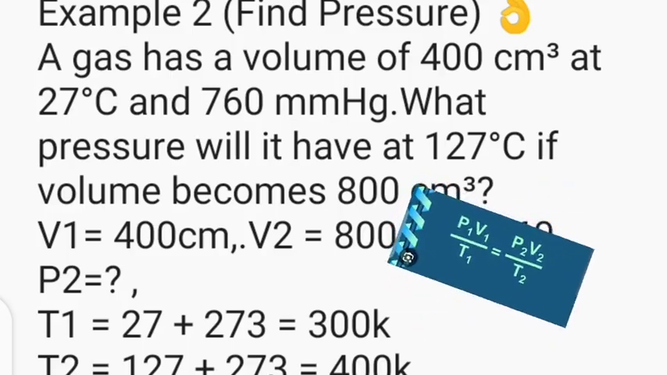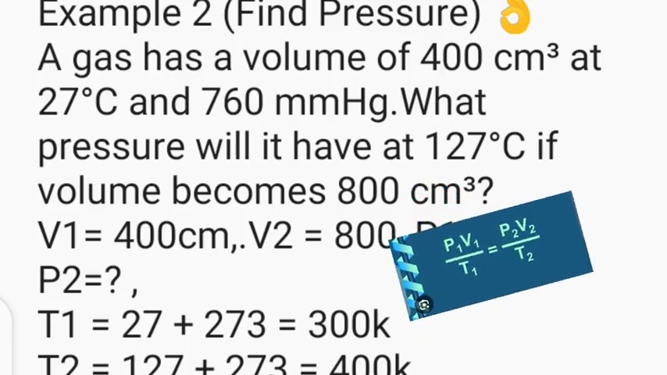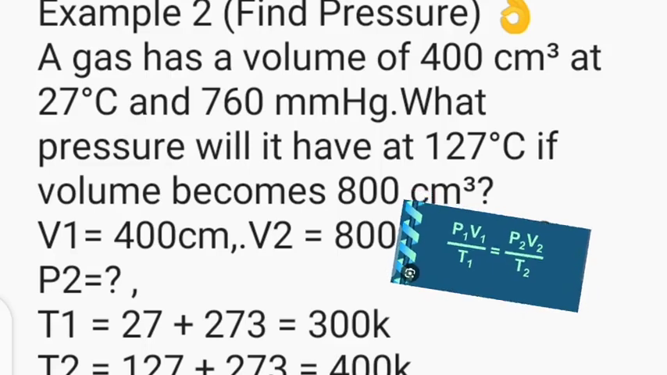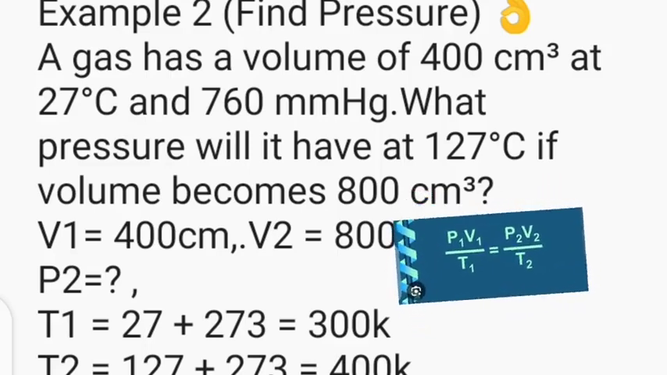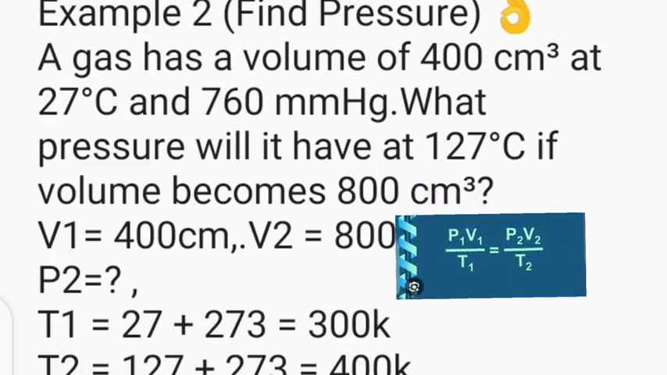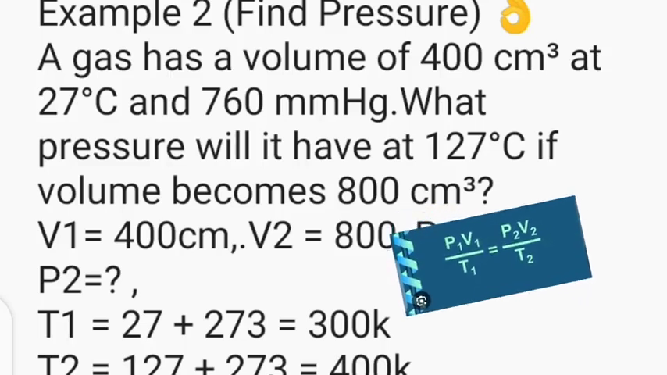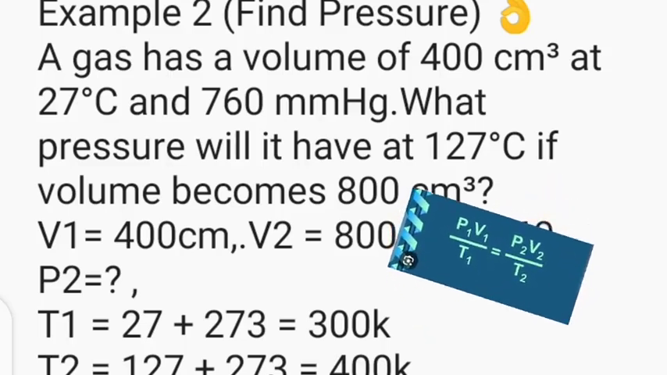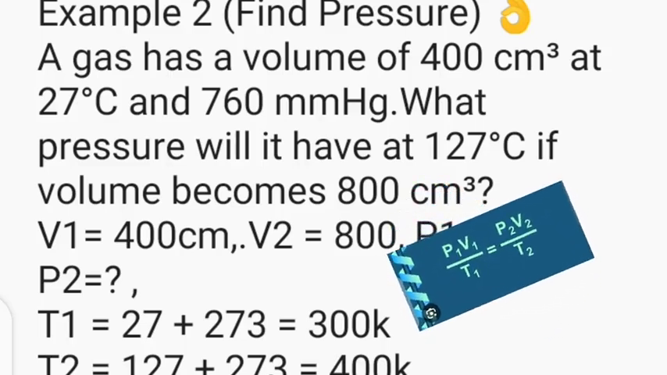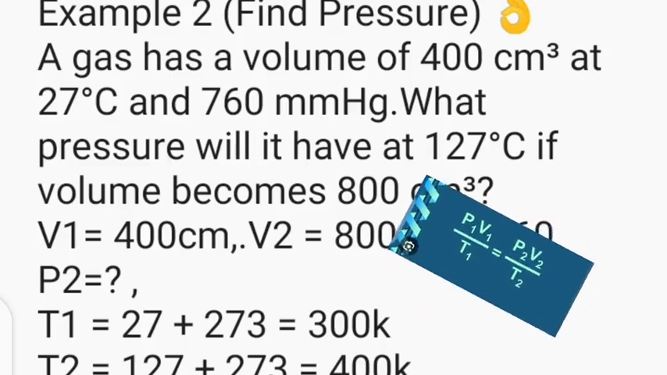Then your T2 has been given as 127, plus 273, and you have your V2. You can see this one is 800 cm3. So you can see this is your V1 400, your V2 800, P1 760, then P2 is unknown. Then our T1 27, convert it to Kelvin. T2 is 127, convert it to Kelvin.